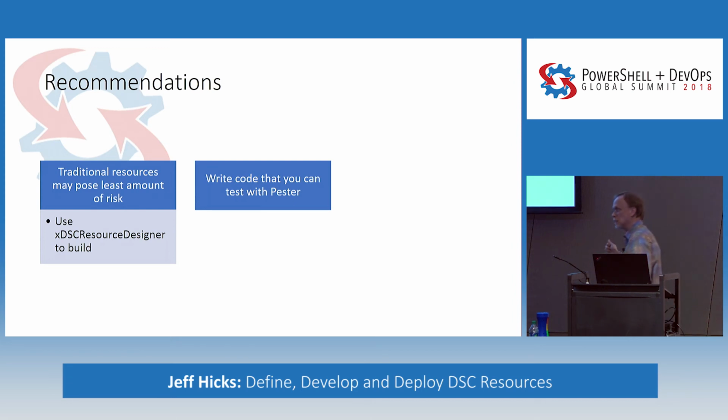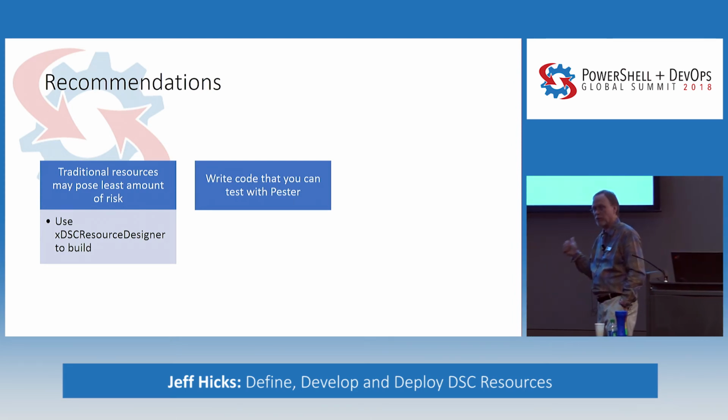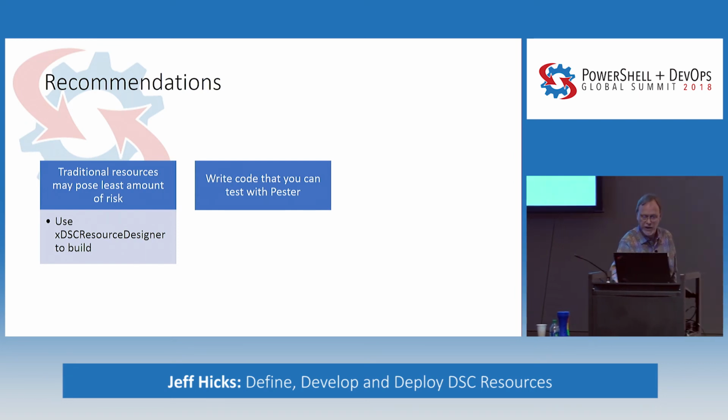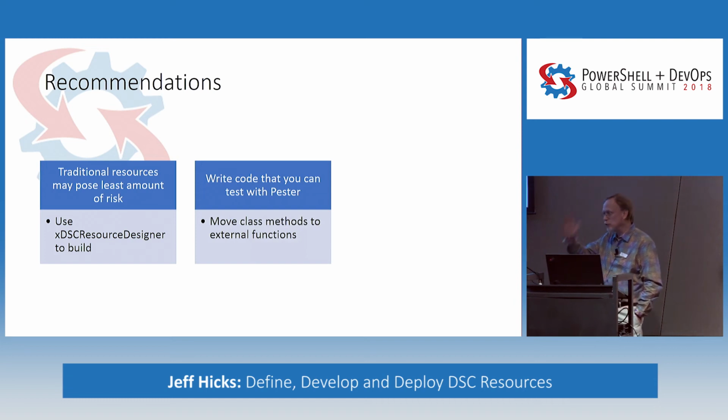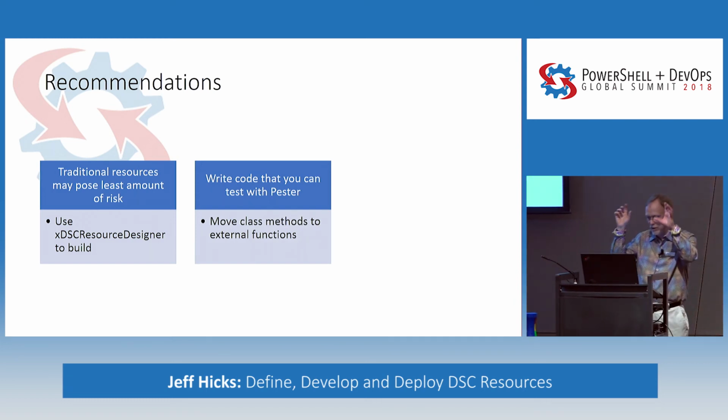Write code that you can test with Pester. If you're doing class-based stuff, I would move the mechanisms in your get, set, and test to external files that you can easily Pester test. Ideally, you have built your code that works outside of a resource already. And then you're just kind of resourcifying, if that's a thing, your commands.